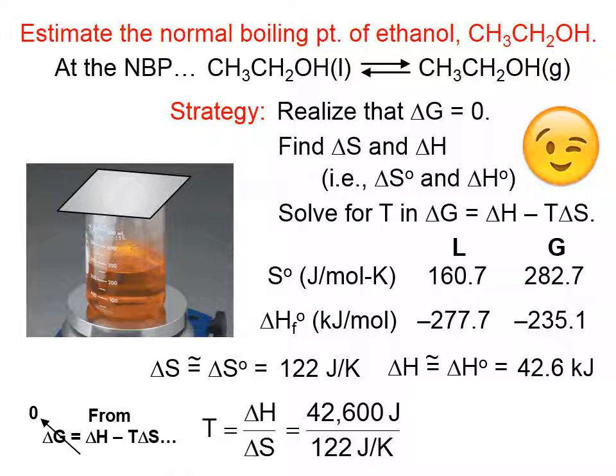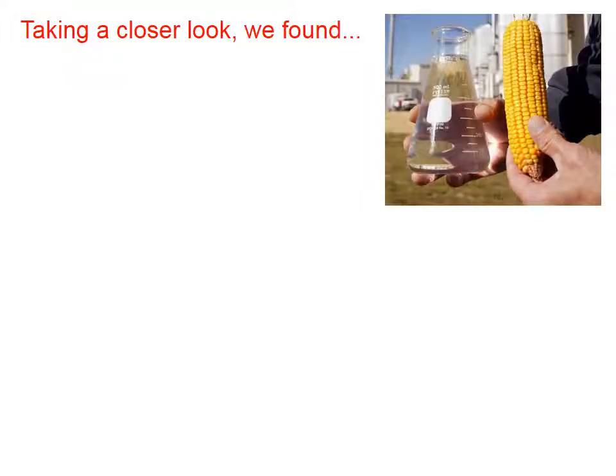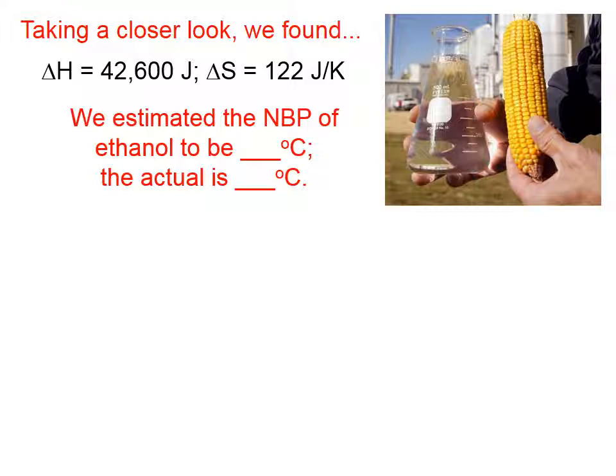We're going to make sure that we have the proper units. Typically values for standard heats of formation in the tables are given in kilojoules, so we need to be careful of that. And we get a number of about 349 Kelvin, which is about 76 degrees Celsius. Taking a closer look, we found these values for delta H and delta S. I'm just recopying those from the previous slide so we don't forget. And we estimated the normal boiling point of ethanol to be 76 degrees Celsius. In actuality, it's around 78 degrees Celsius, 78 and change.